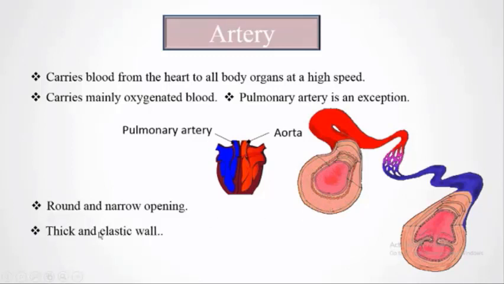And this wall is also elastic in a way that when the blood hits the wall, a wave is going to move through this wall, and this wave can be felt at the level of your wrist, and this is called the pulse. Now let's move to veins.